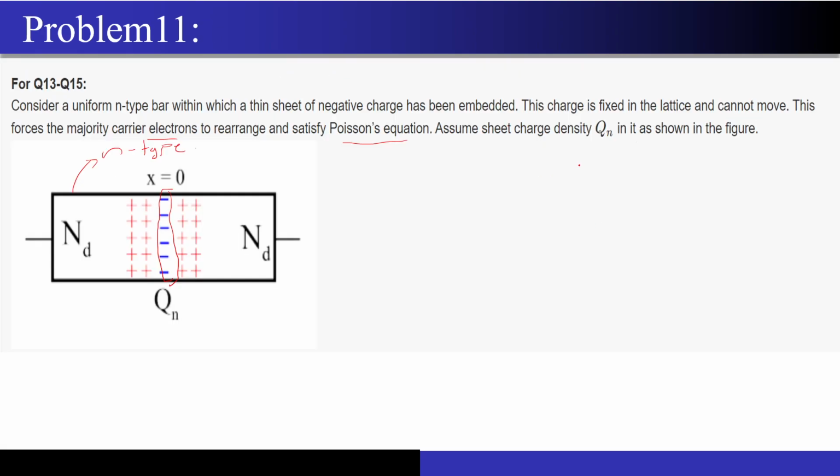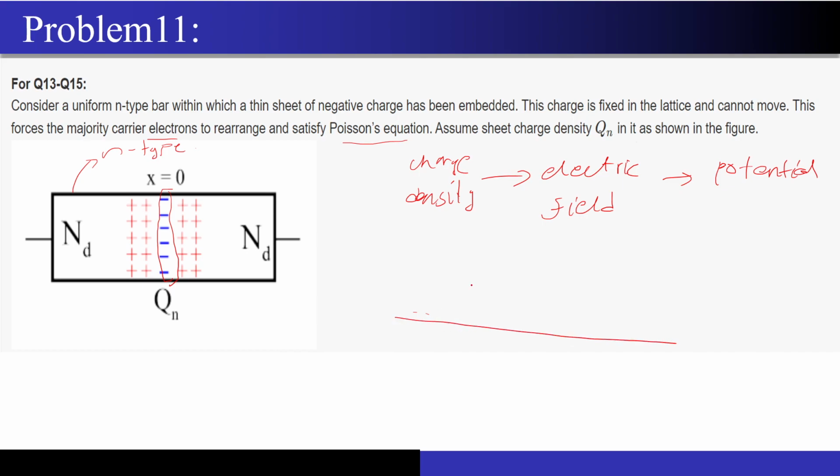So now let's draw the charge density. How do you get the electric field diagram? The method is that you draw the charge density diagram first, then from there you draw the electric field diagram, and from there you draw the potential diagram. This is the normal step that we have to follow. So now let's draw the charge density. This is very bad. Just a minute, let me erase it.